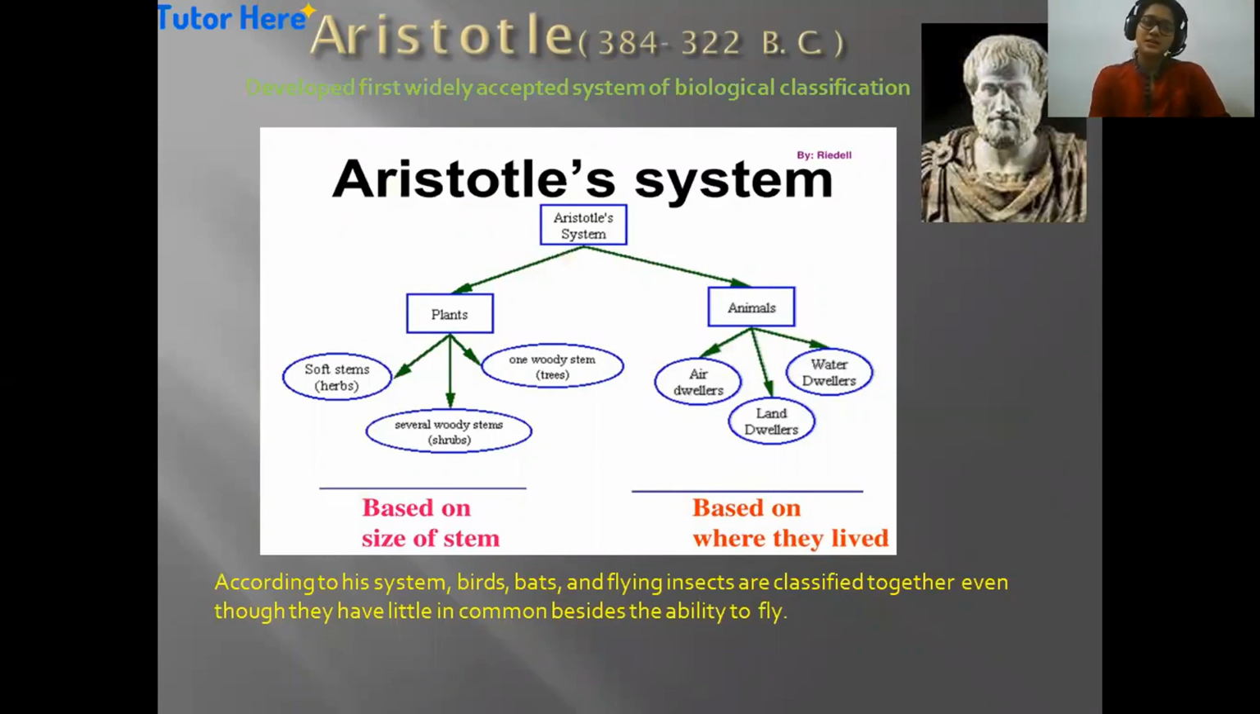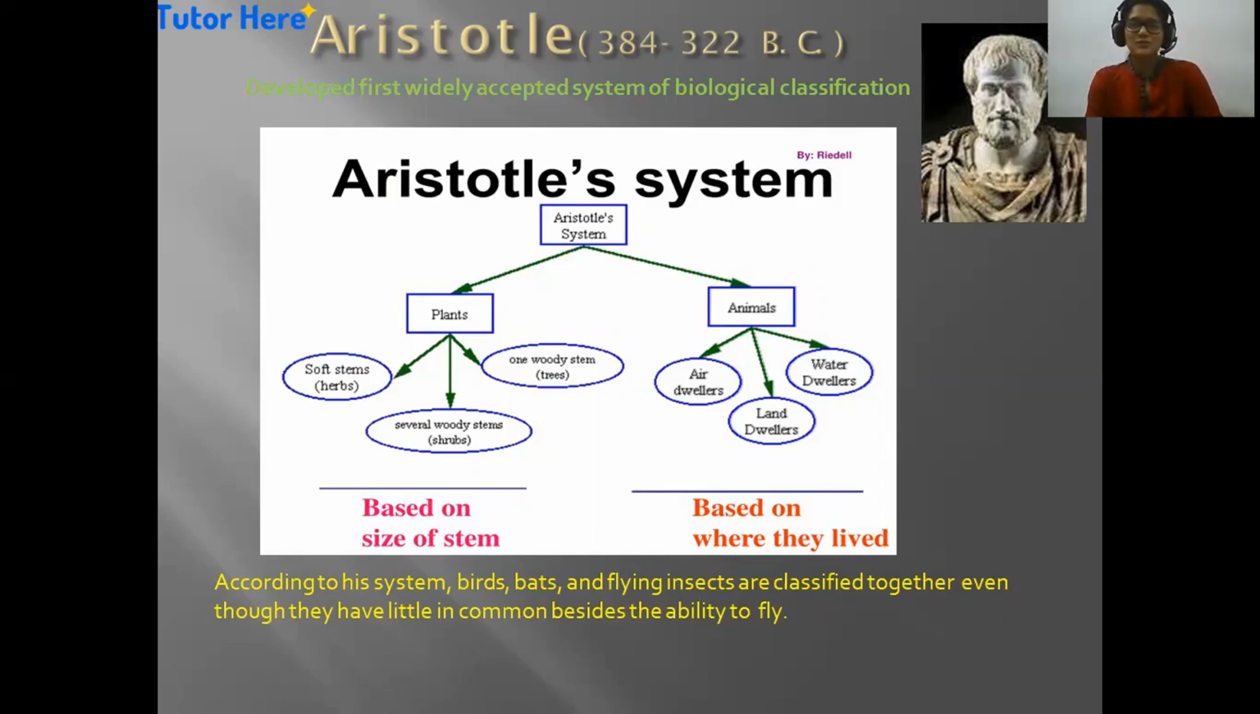According to his classification, there were two types of kingdoms, or you can say two types of classification. First was plants and another was animals. Plants he classified on the basis of the size of the stem. It was herbs that have soft stems, second is shrubs, which have little woody stems, and the trees which have only one woody stem.